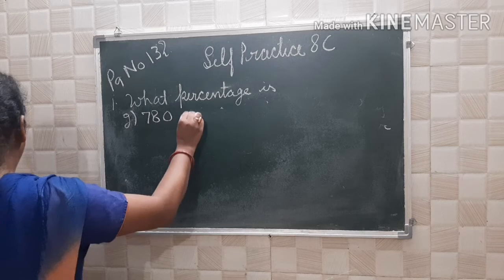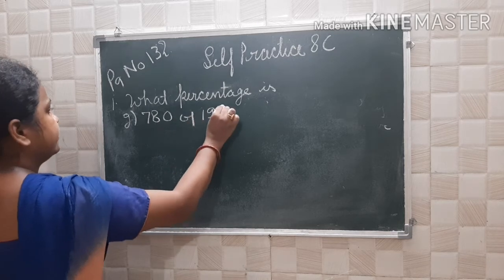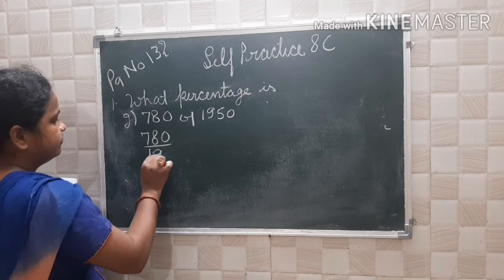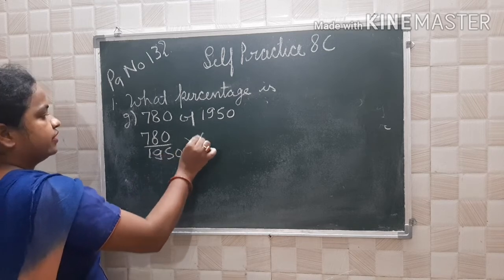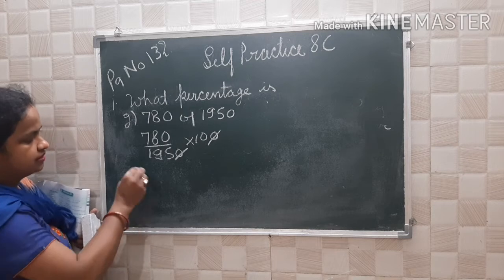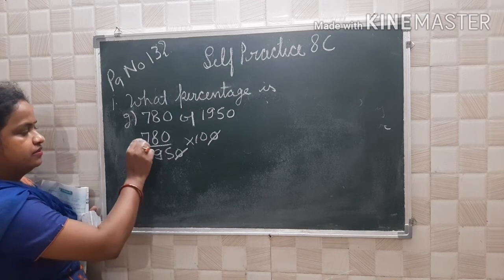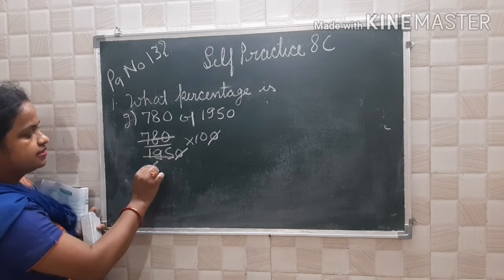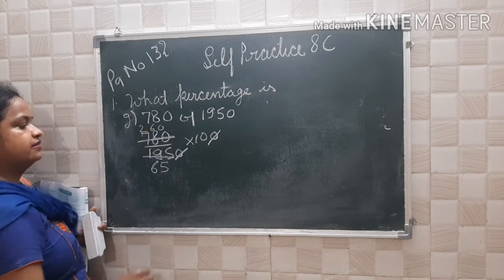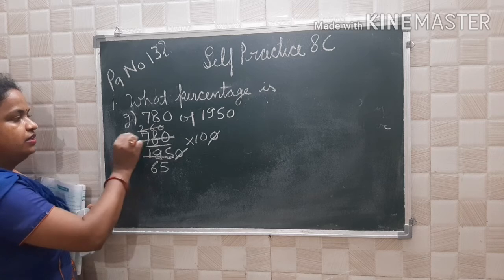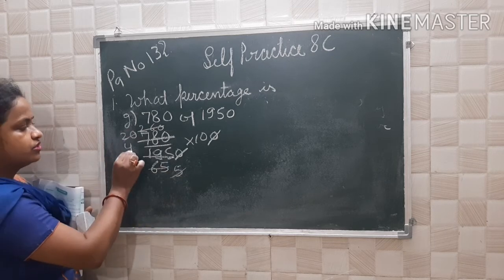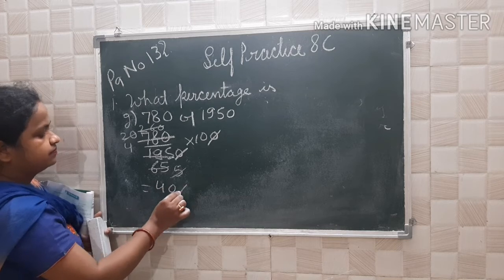$780 of 1950. 780 upon 1950 into 100. 0 cancels out. Now by 3. 3 6s are 18, 3 5s are, 3 2s are 6, 3 6s are 18. Now 13 20s are and 13 5s are, 5 4s are 40%.